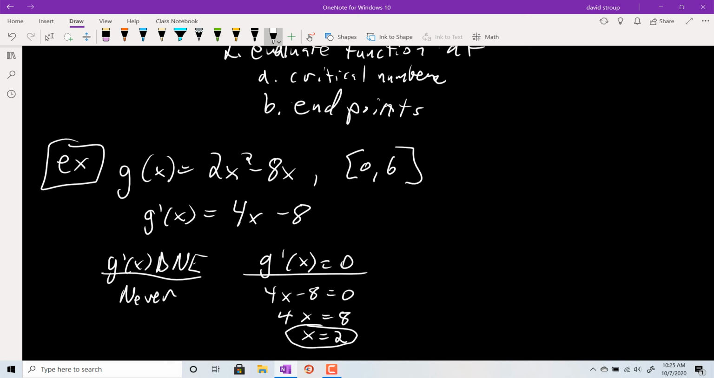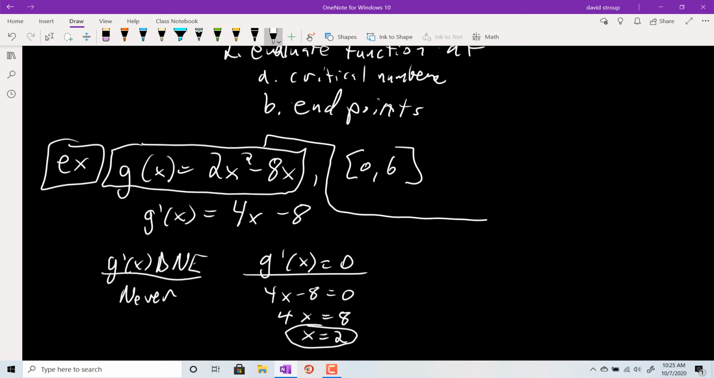Okay, so now we go back to the actual function because we want the height values, the y values, we want to know the min and the max. So we're evaluating the actual function at the critical numbers, so g of 2, but we also want to look at the endpoints. And if we do that process, we'll get the max and mins.